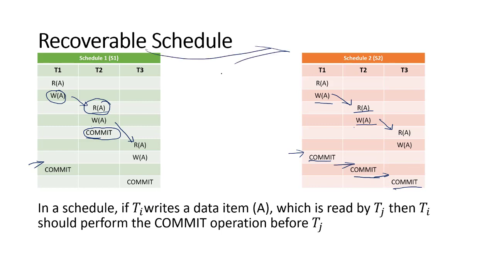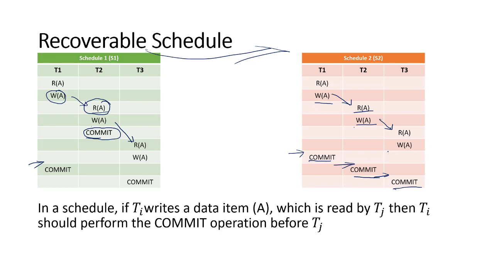With this example, schedule 2, there is a problem. Though it is recoverable, you can see that failure of T1 makes us roll back all the transactions. This kind of problem is called cascading rollback. Cascading rollback means failure of one transaction will have a cascading effect on a number of transactions, and they need to be rolled back too. So schedule 2 suffers from cascading rollback.